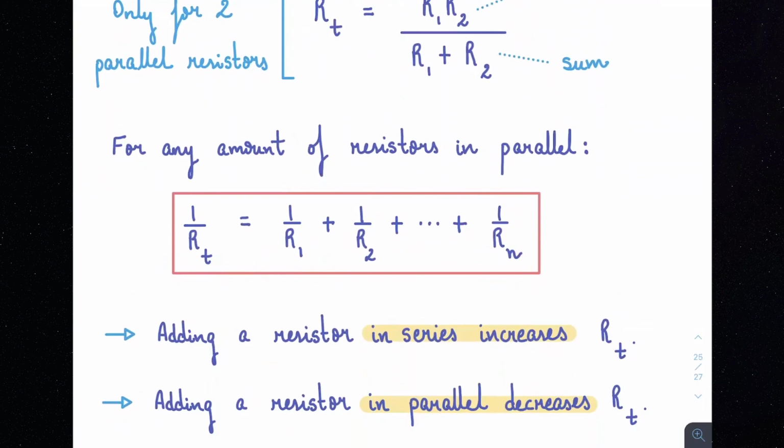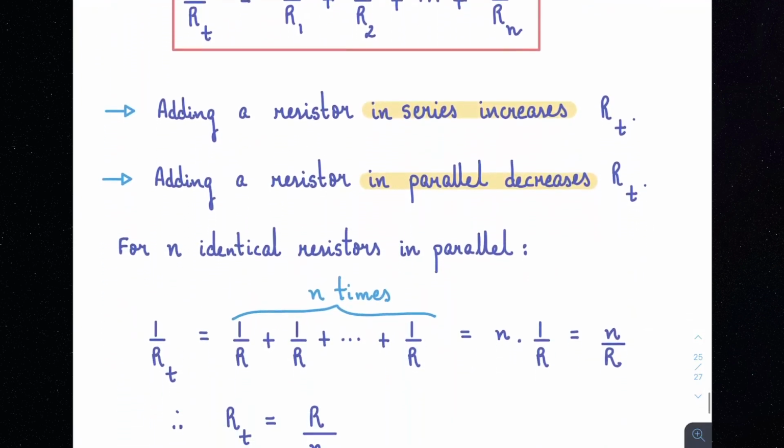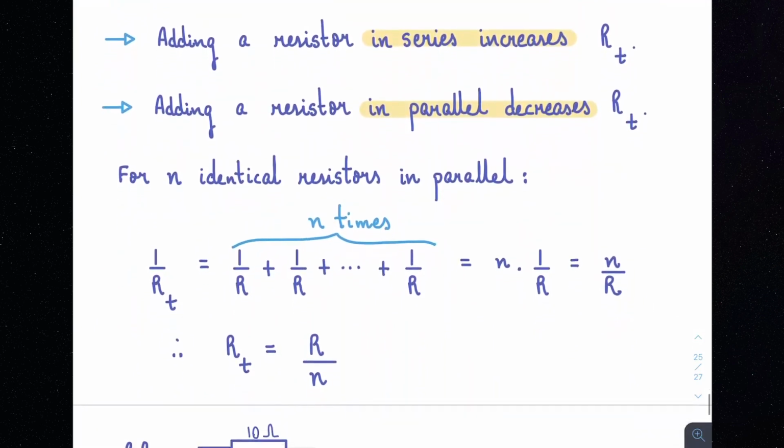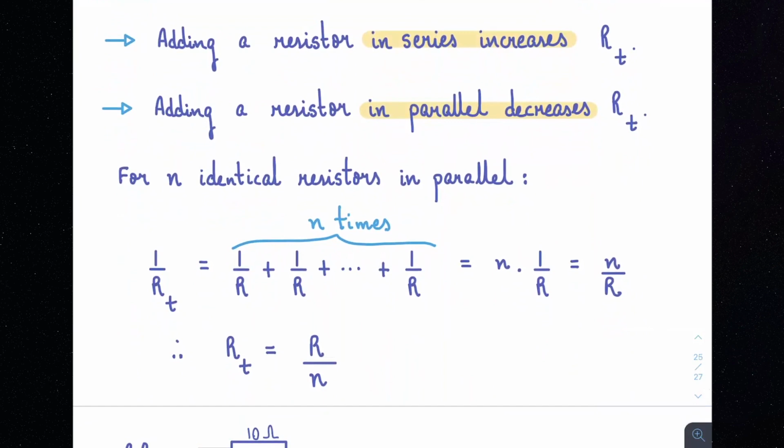Now, it is important to note that whereas adding a resistor in series increases the total resistance in the circuit, adding a resistor in parallel does exactly the opposite. That is, it decreases the total resistance in the circuit. So I'm showing this here. Adding a resistor in series increases the total resistance. Adding it in parallel decreases the total resistance. And this might sound awkward at first, but the reason is that by adding a resistor in parallel, you are not only adding a resistor, but you are also creating an additional path for current to flow.